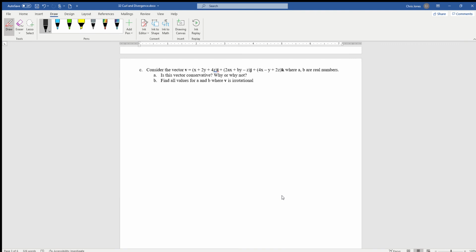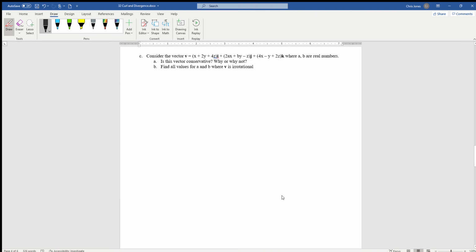One last example. Let's consider a vector v, this time a fairly easy vector field: x plus 2y plus 4z i, 2ax plus by minus z j, and then 4x minus y plus 2z k, where a and b are just real numbers. First, is the vector field conservative? Why or why not? And then we want to find all values of a and b for which v is irrotational. So let's start by finding the curl.